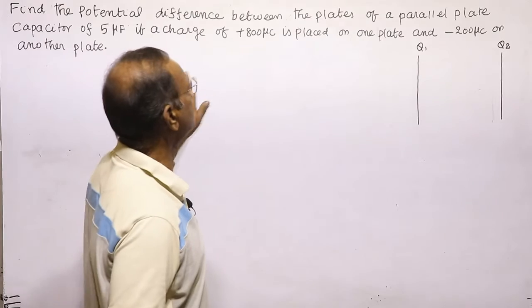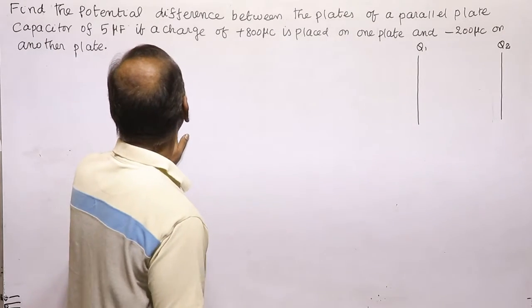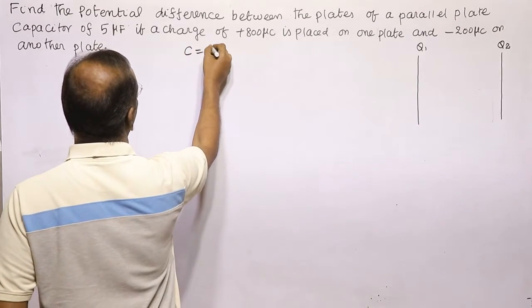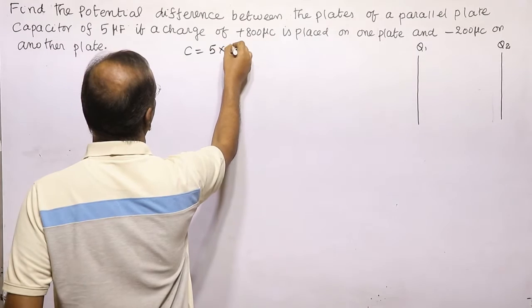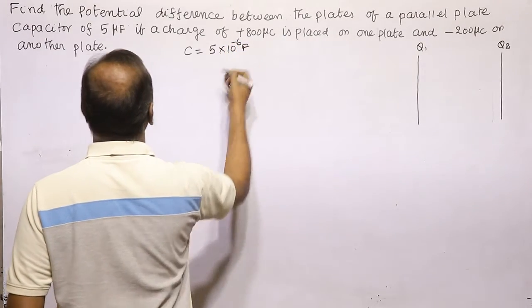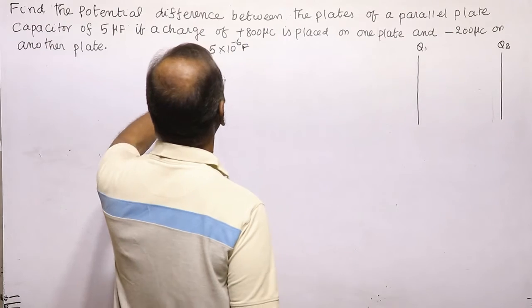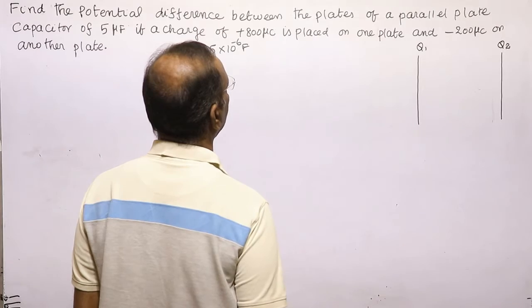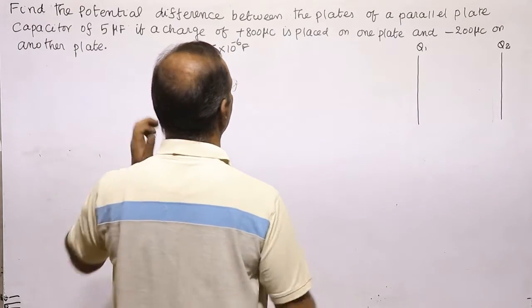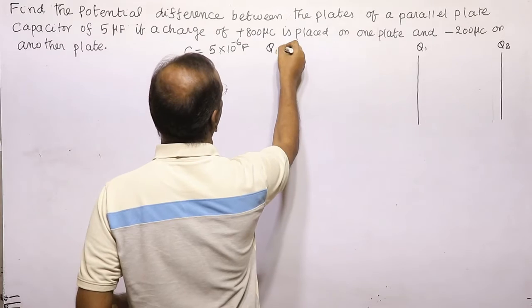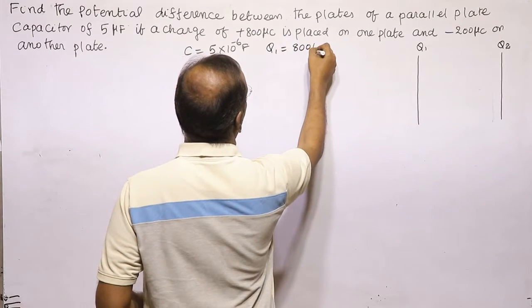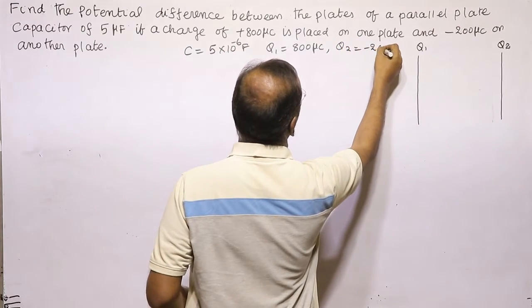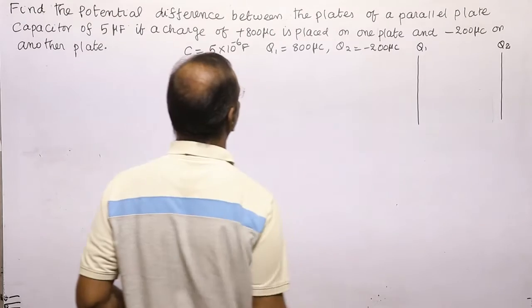Find the potential difference between the plates of a parallel plate capacitor of 5 microfarad. So capacitance is equal to 5 into 10 to the power minus 6 farad. If a charge of 800 microcoulomb is placed on one plate and minus 200 microcoulomb on the other plate, we will write Q1 is equal to 800 microcoulomb and Q2 is equal to minus 200 microcoulomb.